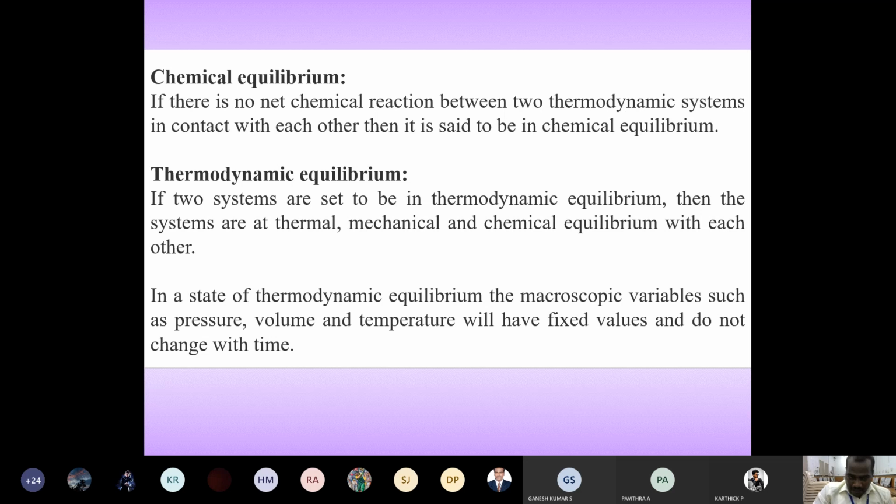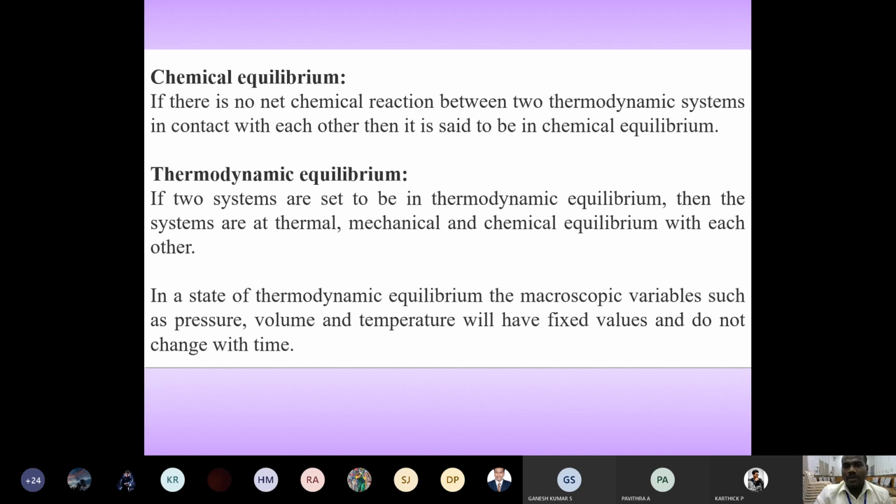So this is the main point. Why do we learn these three equilibriums? To understand what thermodynamic equilibrium is. If two systems are in thermodynamic equilibrium, then the systems are in thermal, mechanical, and chemical equilibrium with each other. So if you want a system to be in thermodynamic equilibrium, it must be in thermal equilibrium, mechanical equilibrium, and also chemical equilibrium.